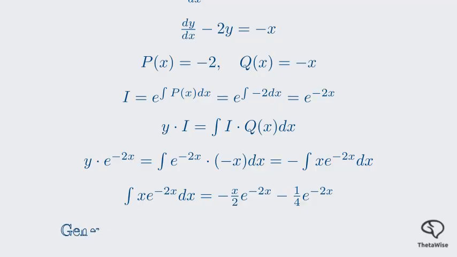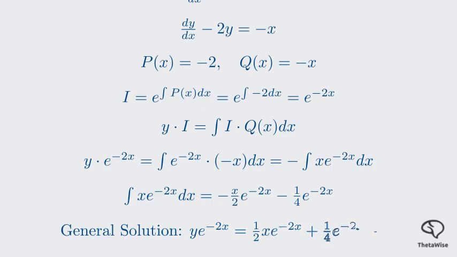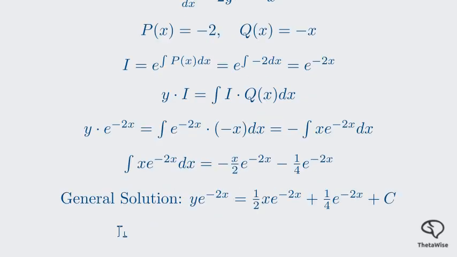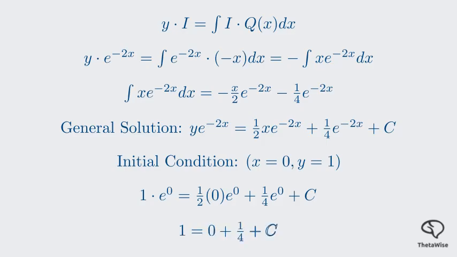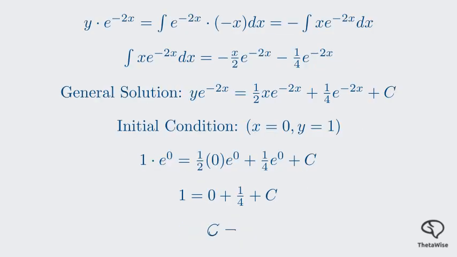Plugging this back into our general solution, and remembering the negative sign out front, we get y e to the negative 2x equals 1/2 x e to the negative 2x plus 1/4 e to the negative 2x plus our constant c. Now we use the initial condition to find the specific value of c. The curve passes through the point (0, 1), so we plug in x equals 0 and y equals 1. This gives us 1 times e to the 0 equals 0 plus 1/4 e to the 0 plus c. Simplifying, we get 1 equals 1/4 plus c, so c equals 3/4.